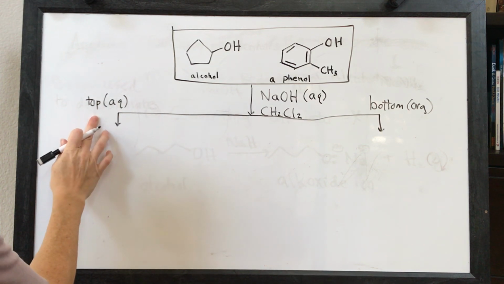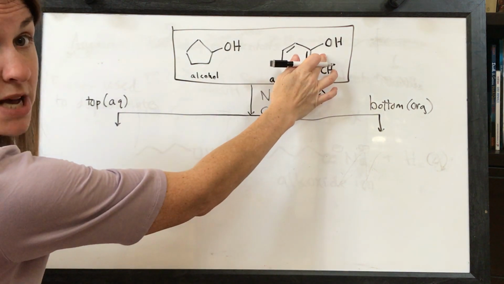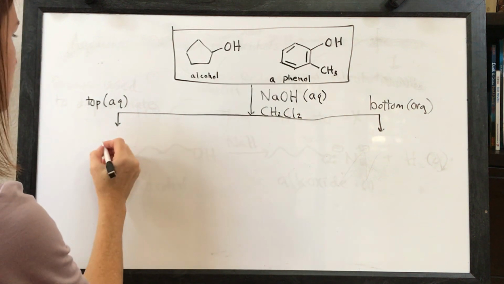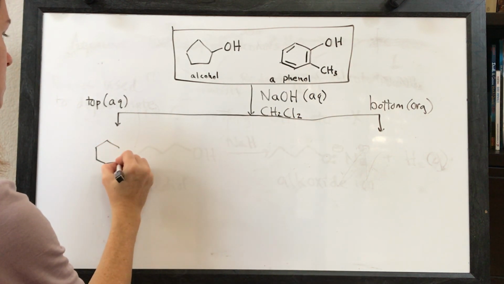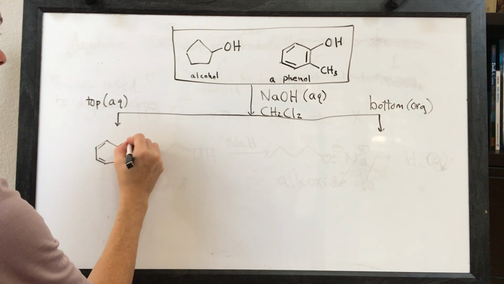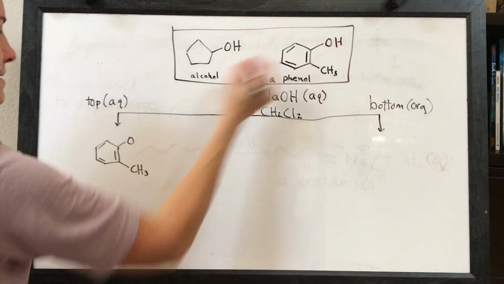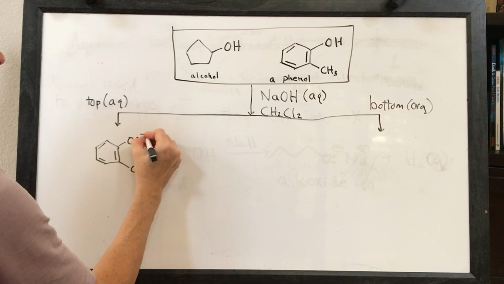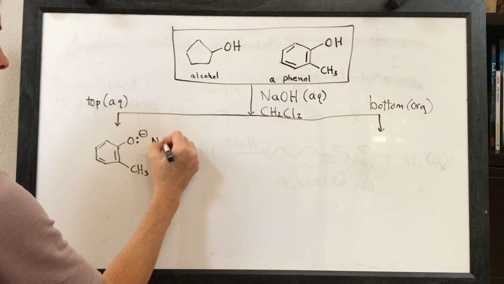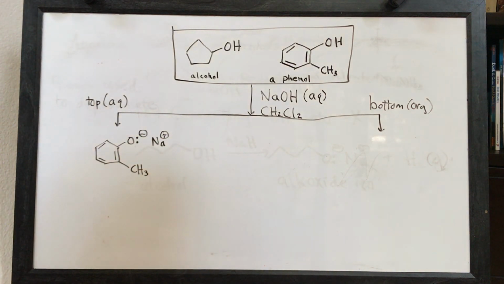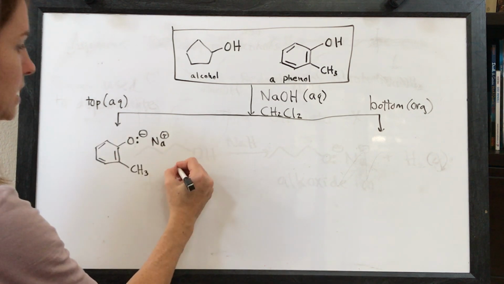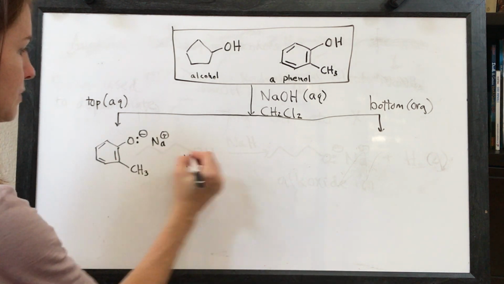So in the aqueous layer, we're going to get the phenol, which becomes deprotonated. It's now ionic, and so it becomes water soluble. So it's going to look like a phenol, except the difference is that now that proton, that acidic proton, has been pulled off by the sodium hydroxide. So it's actually going to exist as an ionic compound. And then there's going to be a lot of water in this aqueous layer.